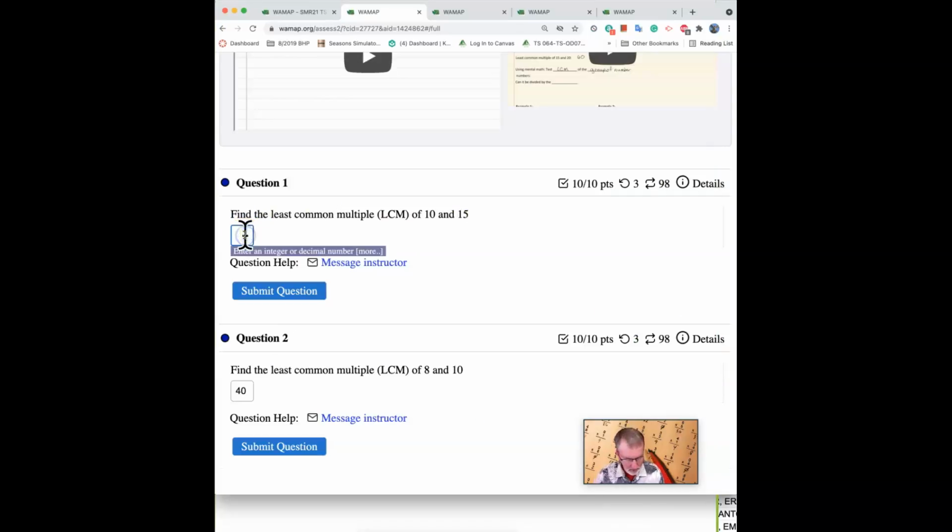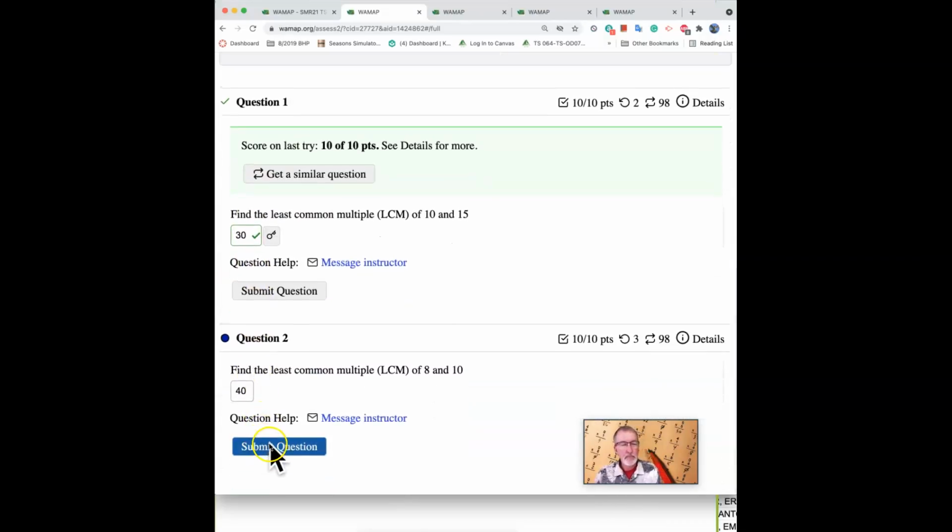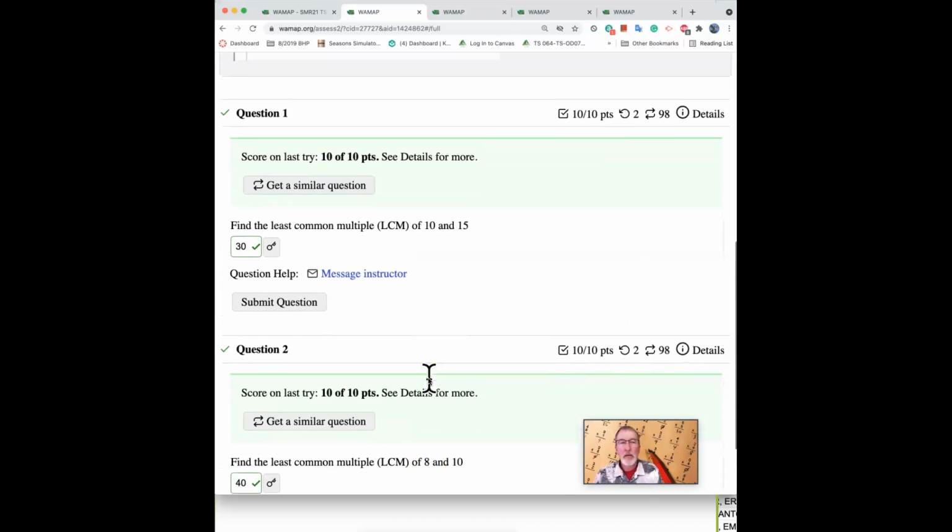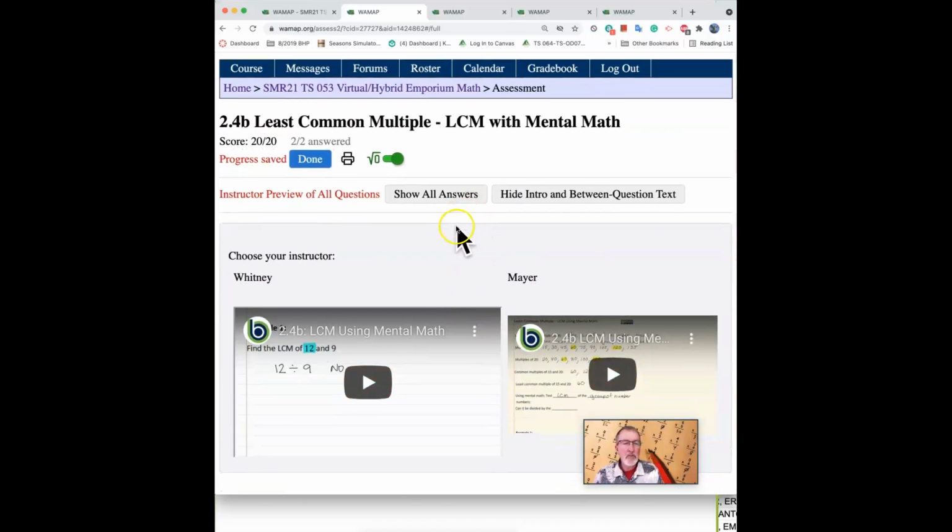So let's put in those answers and move on. 40. That answer's already in there. Oh, there we go. So try these on your own and work a couple of similar problems if you can. And next we'll be looking at using prime factorization to find the least common multiple.